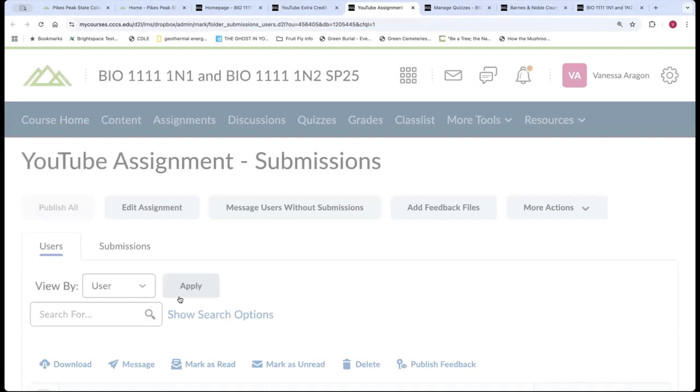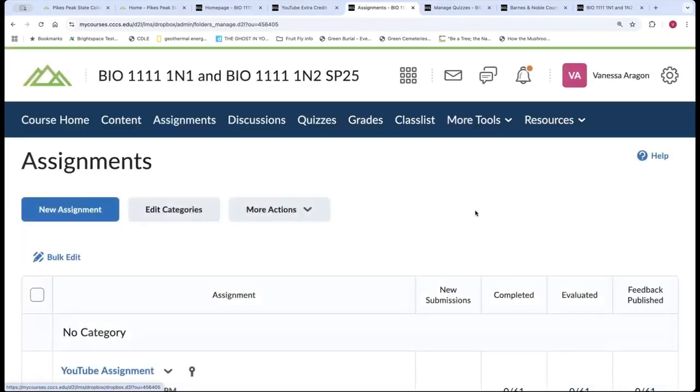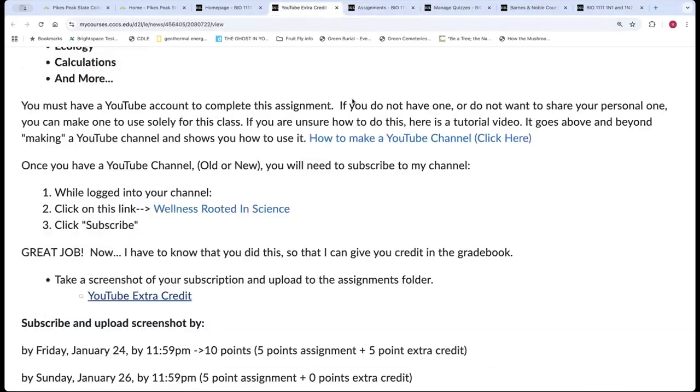Let's go ahead and click in there. YouTube Extra Credit Assignments folder. So it looks like this. This is when I actually click into it, but it's right there. And it tells you that the due date for it is January the 24th for the first due date. But if you miss that for the assignment, you still have the 26th. This is for the extra credit piece, and you still have till the 26th.